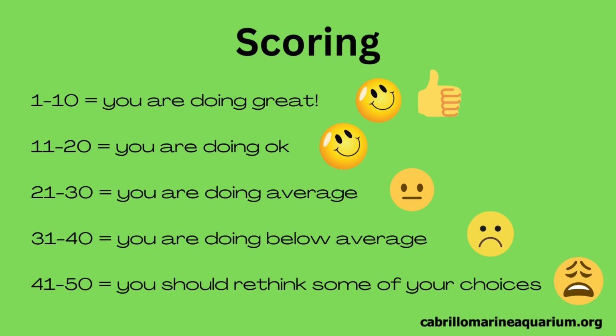Now let's score your quiz. If you got anything from 1 to 10, you're doing great. If you got 11 through 20, you're doing okay. If you got 21 to 30, you're doing about average. If you got 31 to 40, you're doing below average. If you got 41 to 50, you should rethink some of your choices.